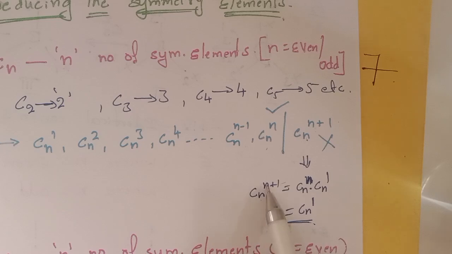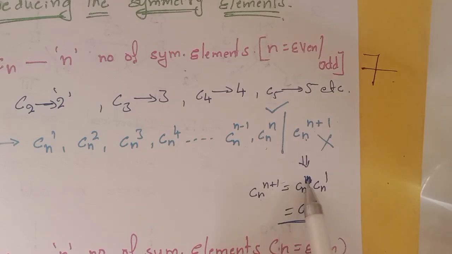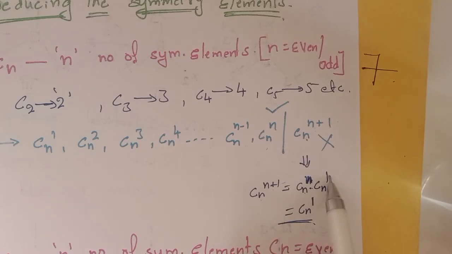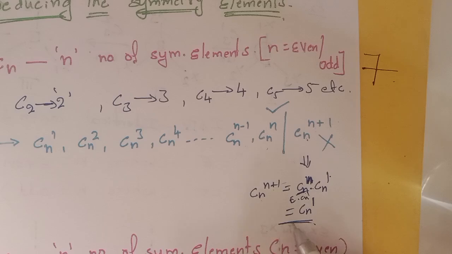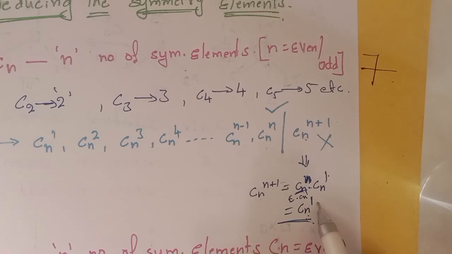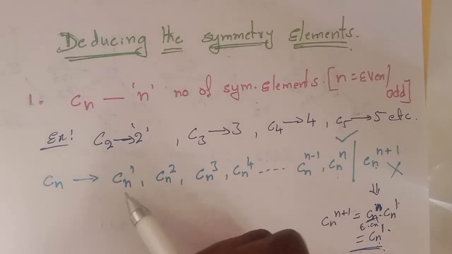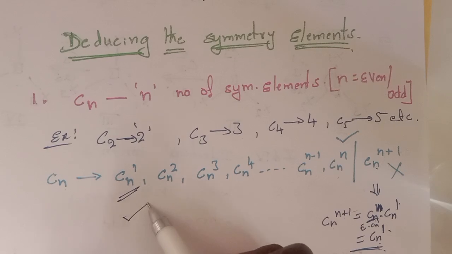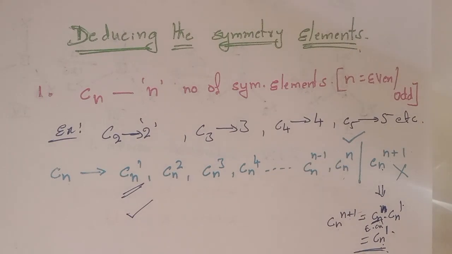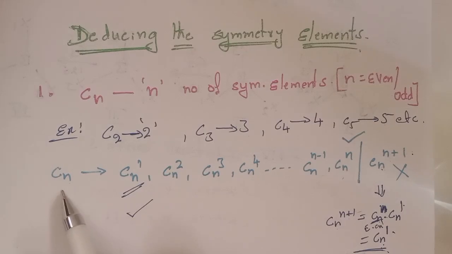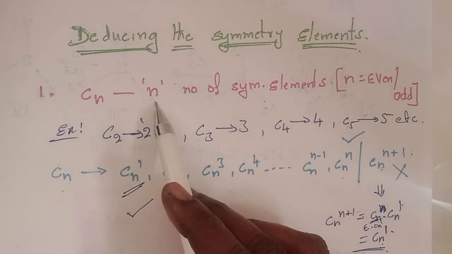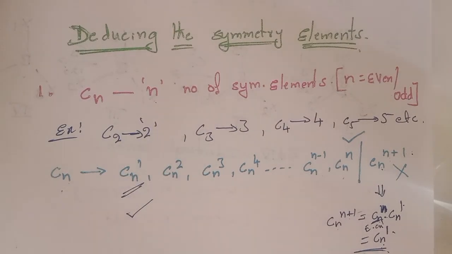We can write Cn power n plus 1 as Cn power n into Cn power 1, right? And this Cn power n is E and this one is Cn power 1. So it will finally result in Cn power 1. Right, so this Cn power 1 already existed, so we can't proceed through Cn power n plus 1. That means Cn can generate only n number of symmetry elements.